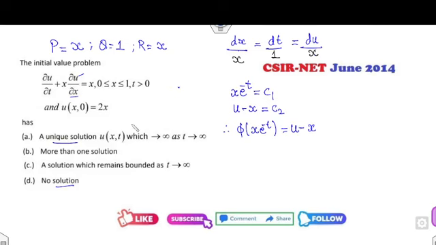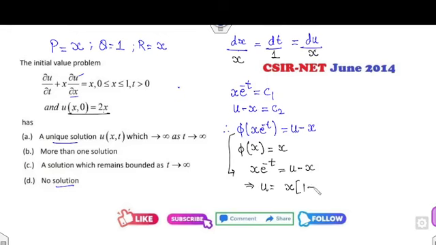Fine. Then apply the initial condition. T will be 0, x will be x, e raised to power 0 is 1. U is equal to 2x. 2x minus x is x. That means identity function. So I can substitute this value. It is x e raised to power minus t, u minus x. So can you find the value of u? u will be x into 1 plus e raised to power minus t.